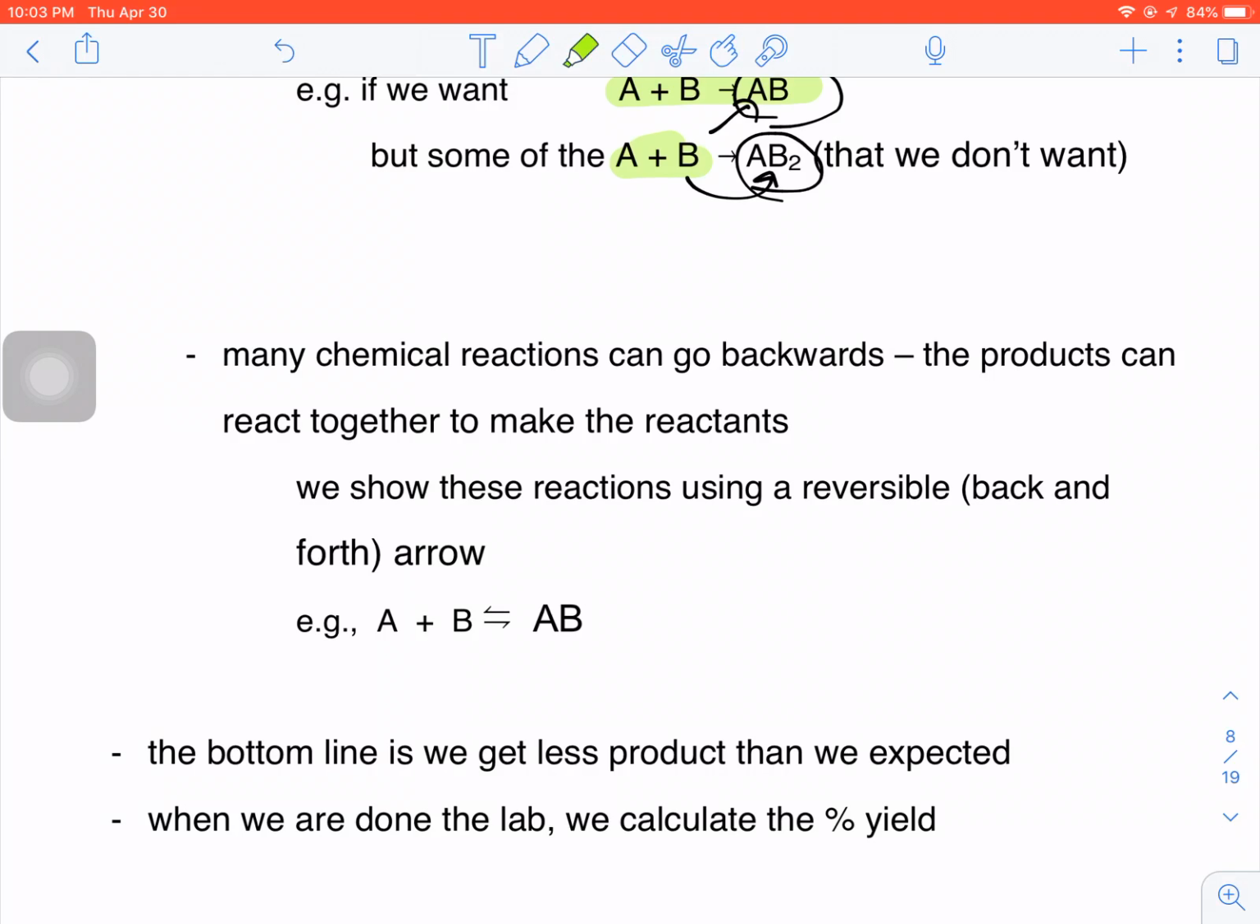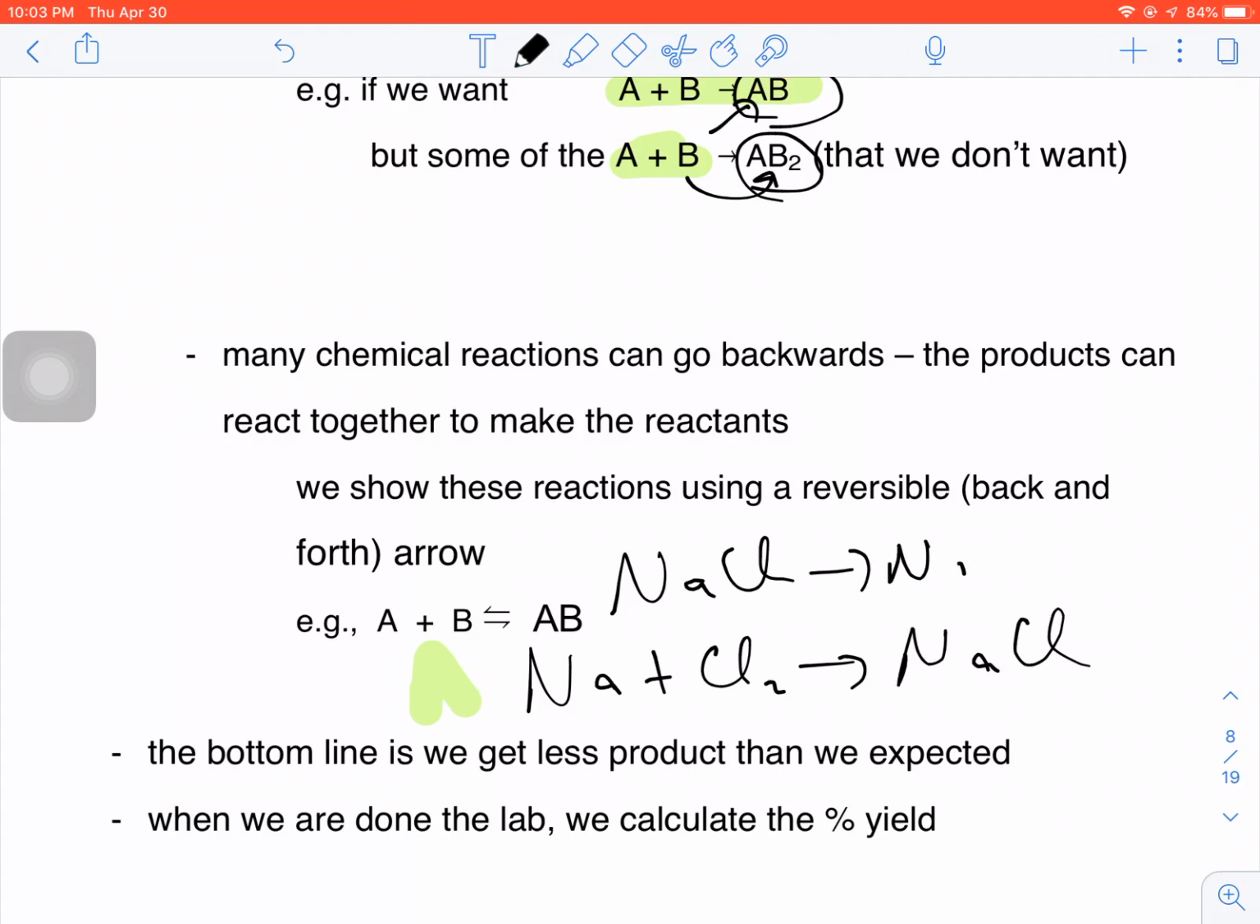Well, hang on, chemical reactions can't go backwards. If Na can react with Cl2 to make NaCl, what do you mean I can take NaCl and turn it back into Na and Cl2, make it go backwards? Well, it turns out that almost all chemical reactions have the ability to go in both directions. Now, you think, well, if Na plus Cl2 makes NaCl, and it can go backwards, why doesn't all that NaCl turn back into Na plus Cl2?